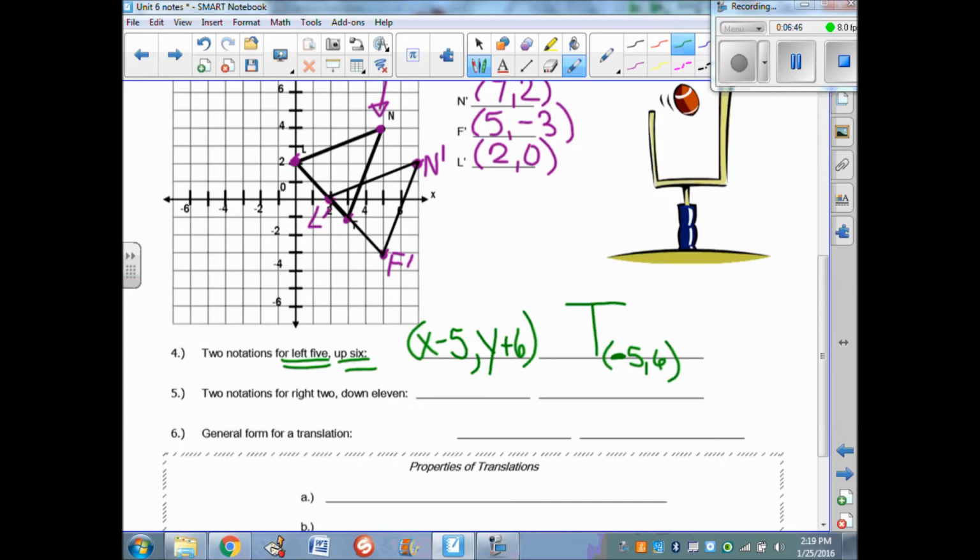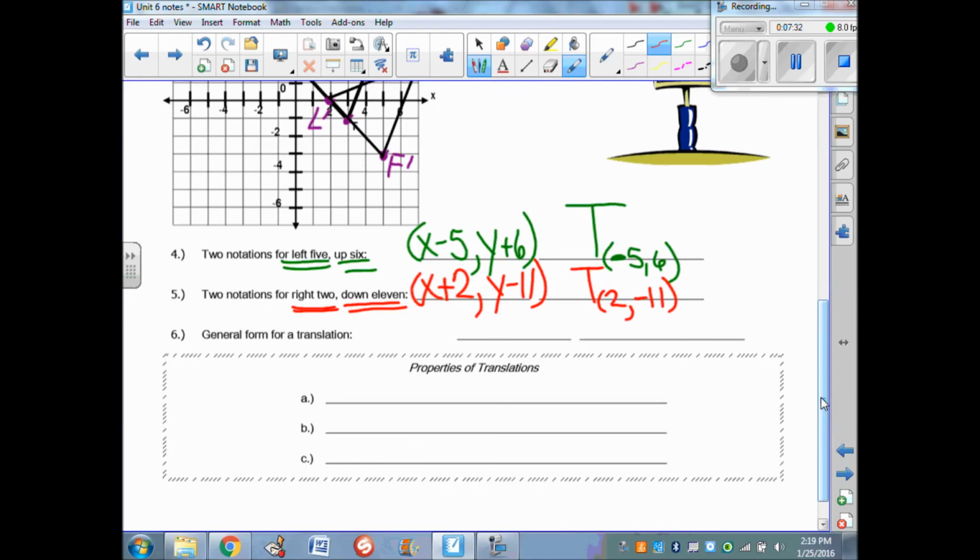So what about if it said something like this? Right 2, down 11. That right movement is always the x value, and if we're going right 2, right means add 2. The down movement means what you're doing to the y value, and you're going down 11, so down means subtract 11 from the y value. So what would that look like with our capital T notation? Big capital T for translation, and then just put the coordinates: 2, negative 11.